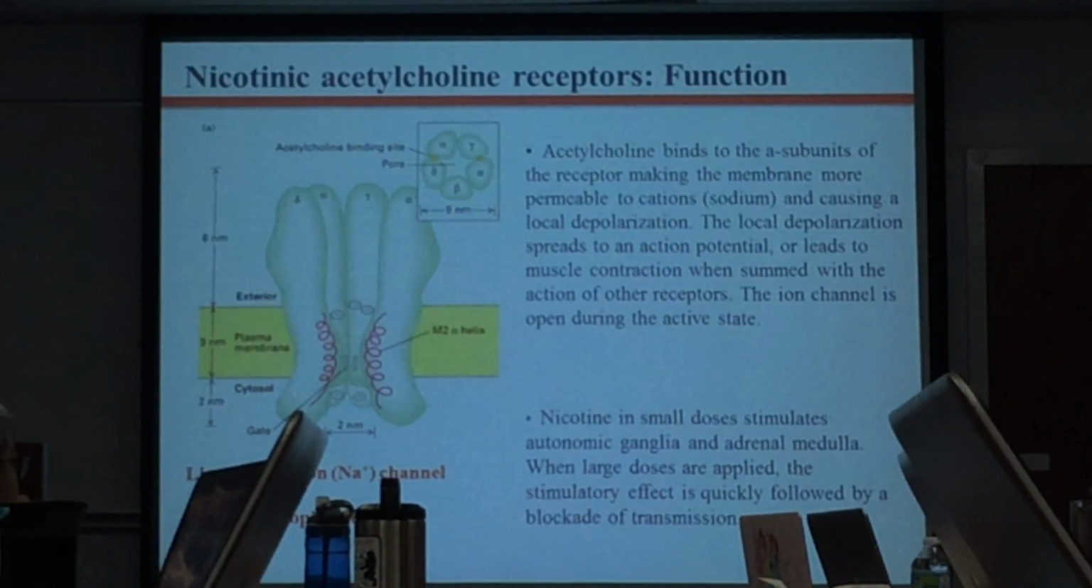The nicotinic receptors have many different subtypes, depending on the subunits: alpha, beta, gamma, delta. This is a five-subunit component for the nicotinic receptors. It could be 2 alpha, 2 beta; here it's 2 alpha, 1 beta, 1 gamma, 1 delta. So there are many subtypes of nicotinic receptors, and it's very complicated.